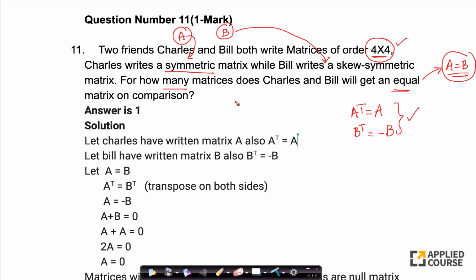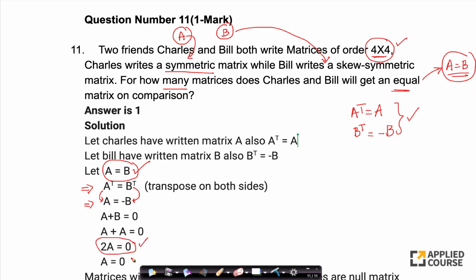So simple question. Since A equals B, which is already given to us, and the properties that are given to us are A transpose equals A and B transpose equals minus B. If this is true, then if I take transpose on both sides, I would get this. Because A transpose equals A, since A is a symmetric matrix, and since B is a skew-symmetric matrix, this follows. I'm just using what is given to me: A is symmetric, B is skew-symmetric, and A equals B. So this also implies this. If this is so, I can bring my B to the other side, which means A plus B equals 0. Since A is equal to B, 2A equals 0.